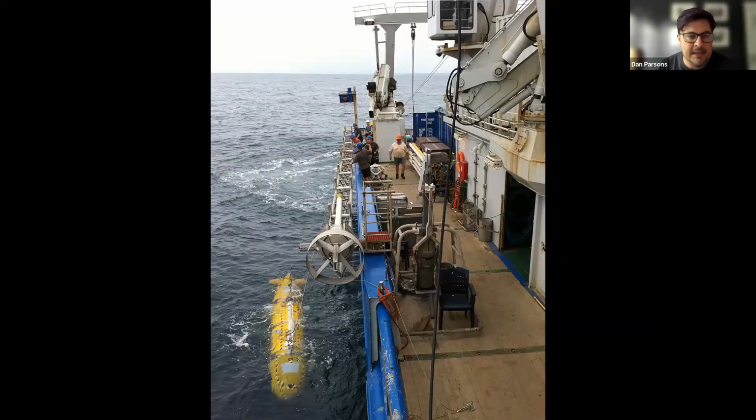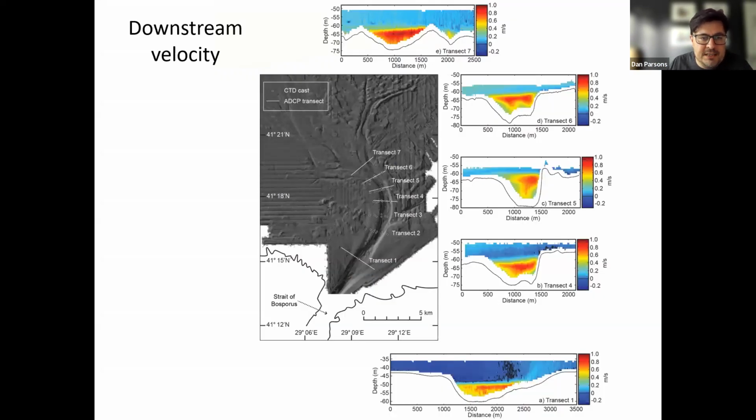And here you can see it being deployed from the larger Pelagia vessel a few years later. What that enabled us to do is go out and measure these cross sections and measure velocities. So I'm going to show you a series of transects here, some transects that the Autosub went out to take, and then the contours in the back here will also be the salinity in a minute, the density.